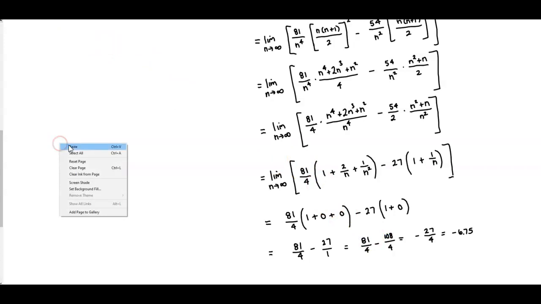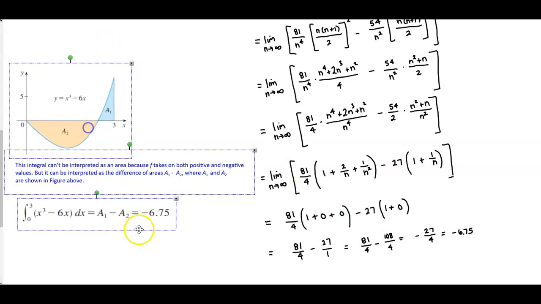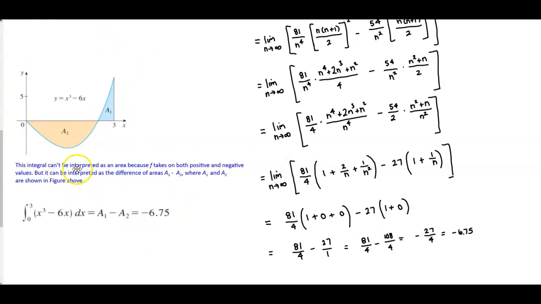Now let's take a look at this figure here. This integral can't be interpreted as an area because f takes on both positive and negative values. But it can be interpreted as the difference of areas, where we have A1 minus A2, where A1 and A2 are shown in the figure above. So when we take this integral, A1 minus A2 is going to give us negative 6.75.